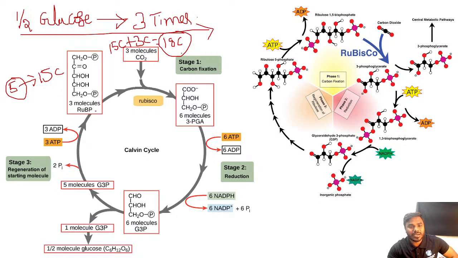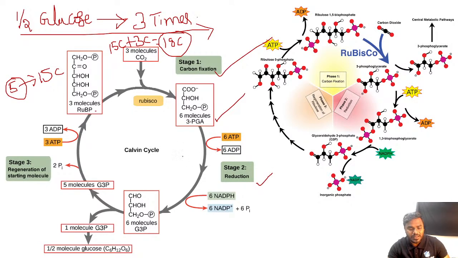By using this particular 18 carbon, how many intermediate molecules can I produce? Undoubtedly, my friends, I can produce 6 molecules of 3-PGA. Simple point. So 6 molecules of 3-PGA are going to be produced. Simple step. This is what we call carbon fixation. Okay, now what is the second step? Everyone pay attention. The second step we call reduction.